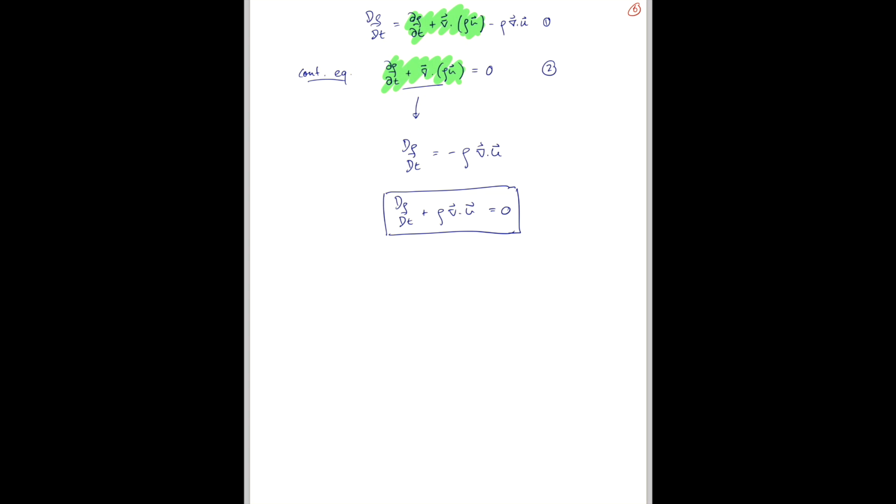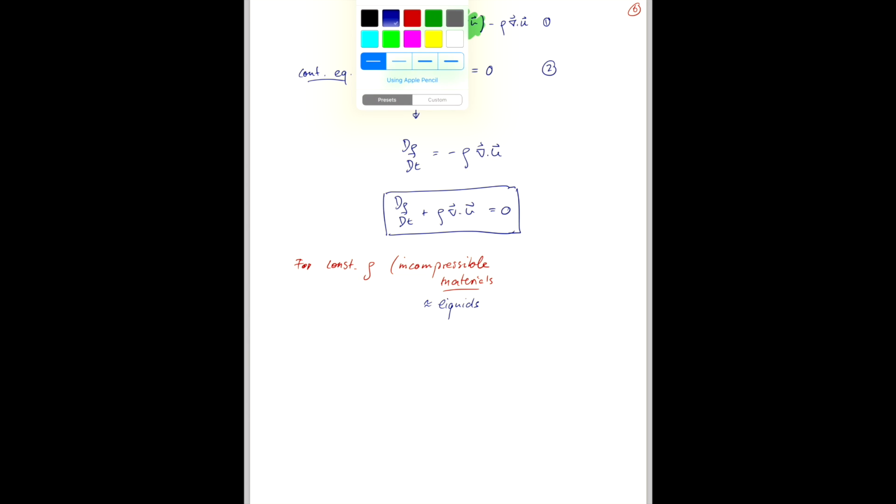So now we realize that for constant rho, i.e. incompressible materials, like for example liquids approximately, water is roughly pretty much incompressible. For incompressible materials, D rho Dt has to be 0 because rho is constant. So therefore, if this term here is 0, then we realize that the divergence of the flow has to also be 0.